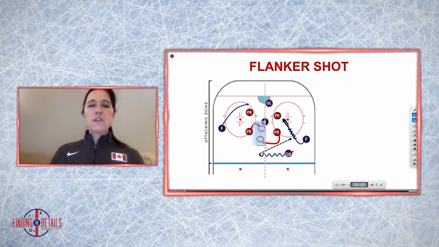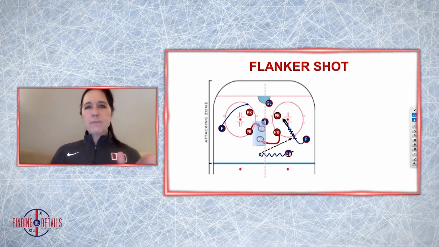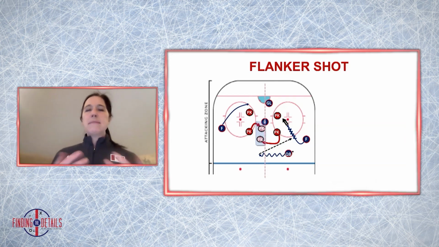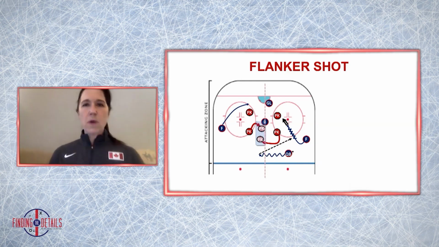What we're trying to do is draw the top two penalty killers and catch them on one side of the ice or the other. That's going to open up the opposite side of the ice and allow our flanker to come through this area with speed and potentially get a puck through to the net.